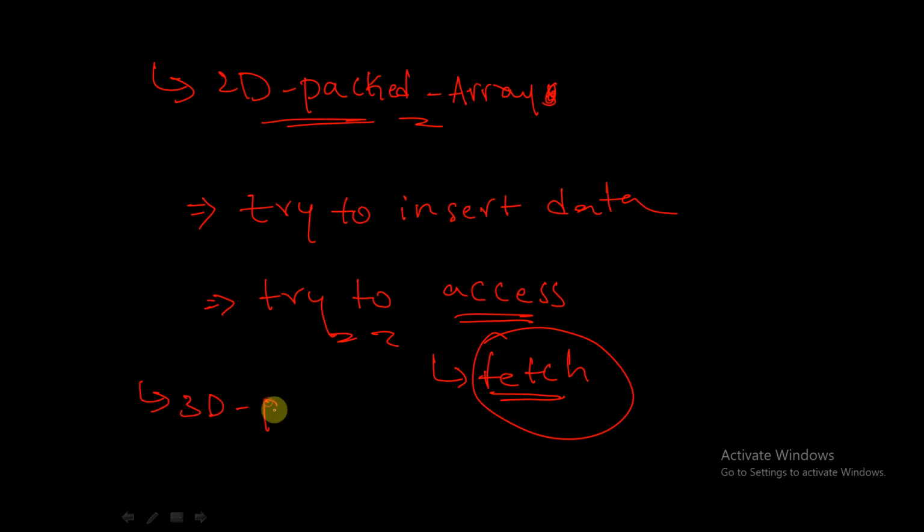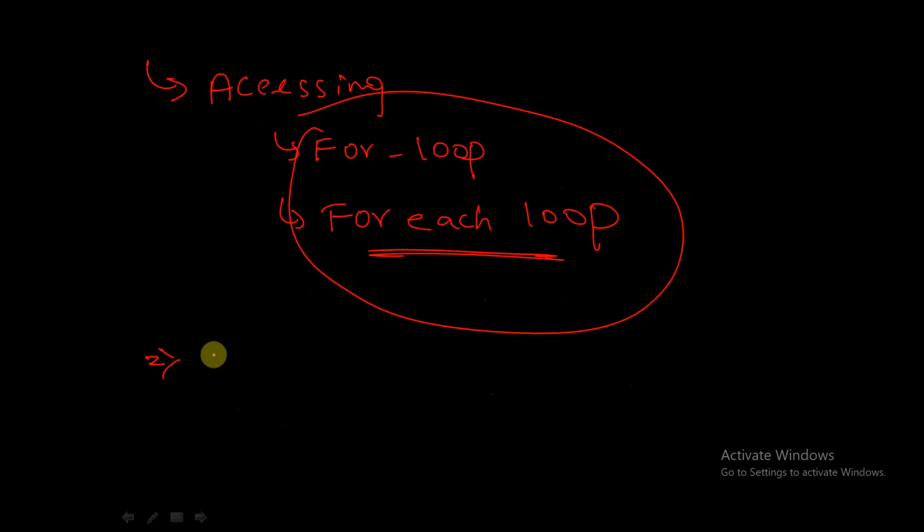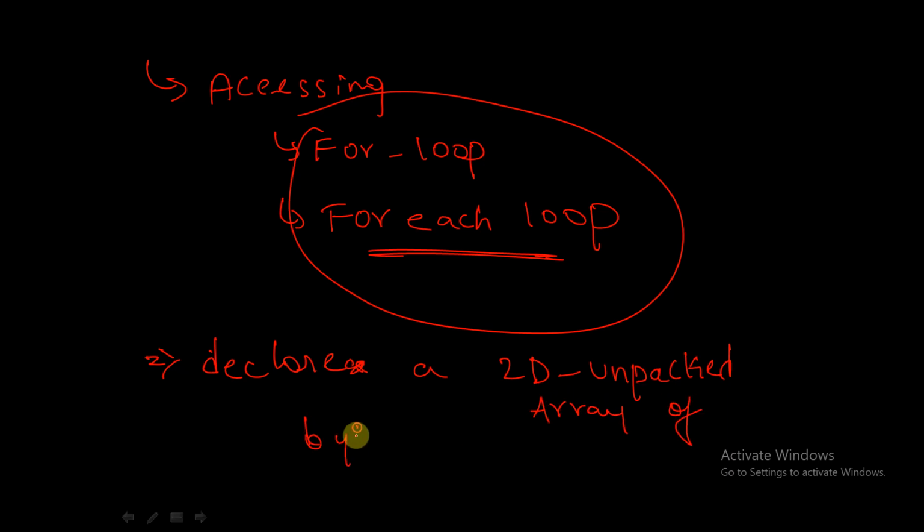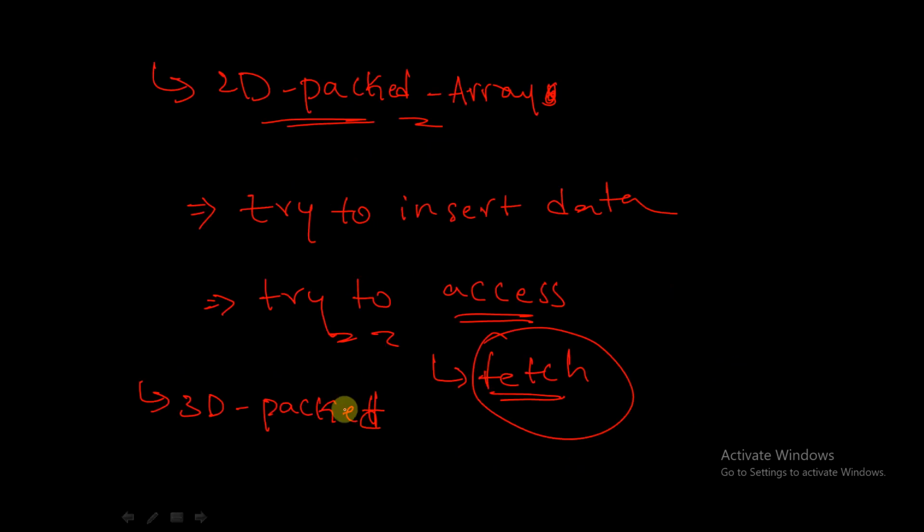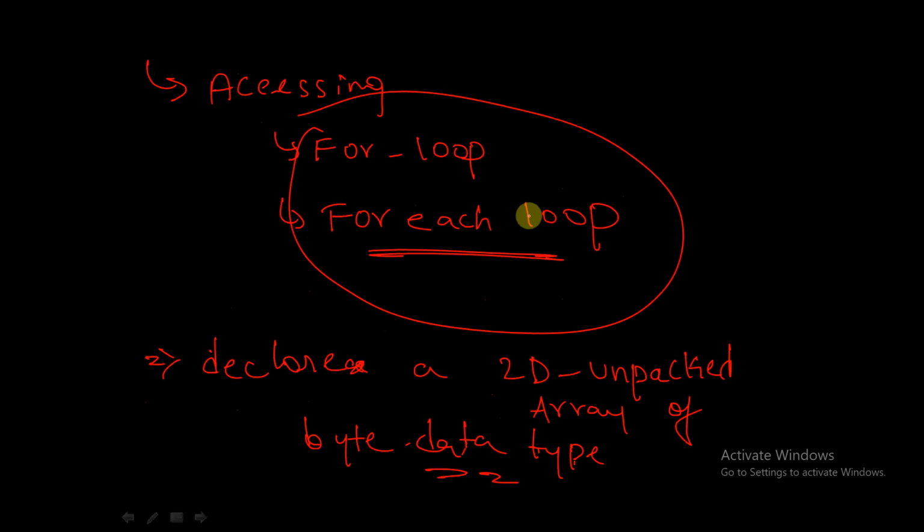Similarly, declare a 3D packed array and try to insert some data into it. Then declare a 2D unpacked array of byte data type. Similarly, insert the data and try to fetch the data out of that array. So this is a small assignment I wanted to give. That's all for this session. In the next session we will see how to access the elements from the packed array as well as the unpacked array using the two available methods, which are the for loop and the foreach loop.